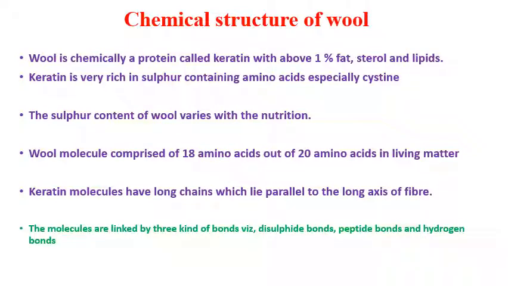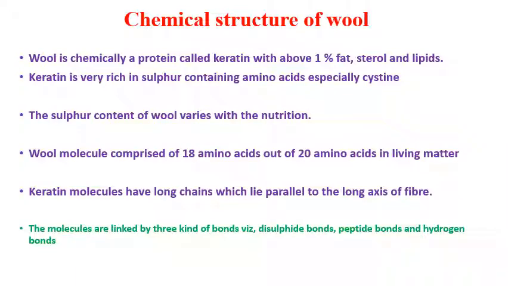Now we will understand a little about the chemistry of the wool fiber, or the chemical structure of wool. Wool is chemically a protein called keratin, with about 1% or more of fatty substances like different kinds of fats, sterols or lipids. But the major part is the protein keratin, which is a special kind of protein, as I have already mentioned. This keratin protein is very rich in sulfur. No other protein has this much sulfur, and it is mainly due to the higher amount of sulfur containing amino acids, especially cysteine.